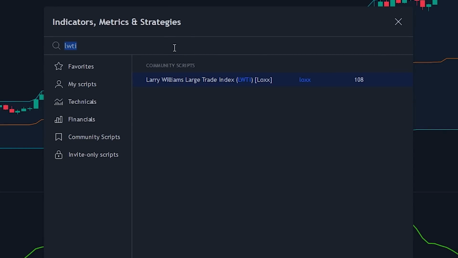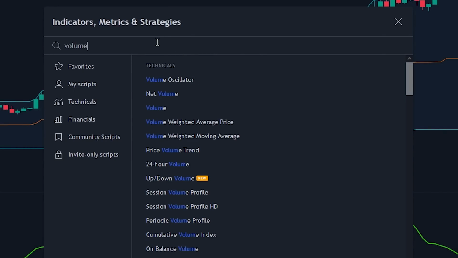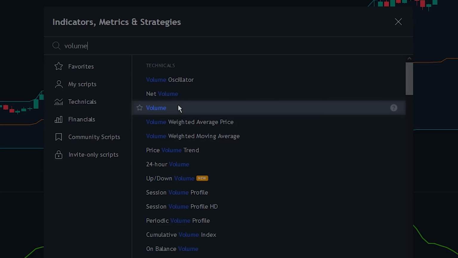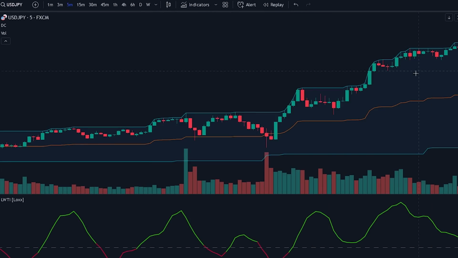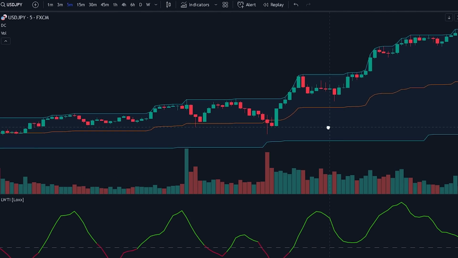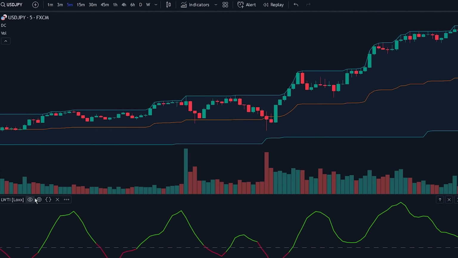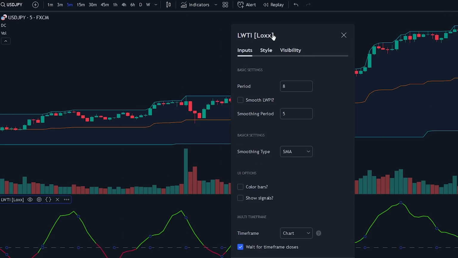The next indicator we will be adding to the chart is the volume indicator. Search for the volume indicator. Select the indicator made by TradingView and add it to the chart. Now let's change the settings of the indicator. First, head over to the LWTI indicator settings and click on the Inputs tab.